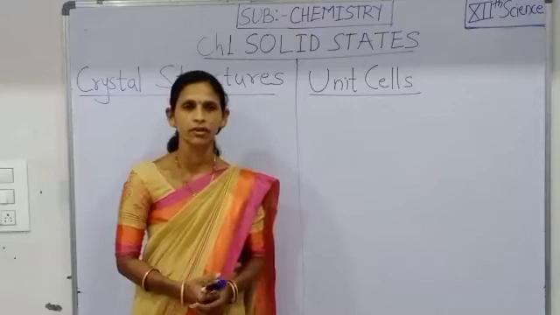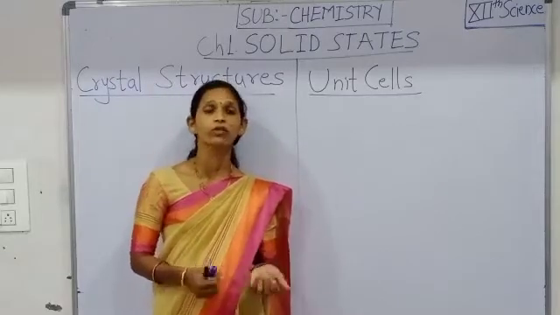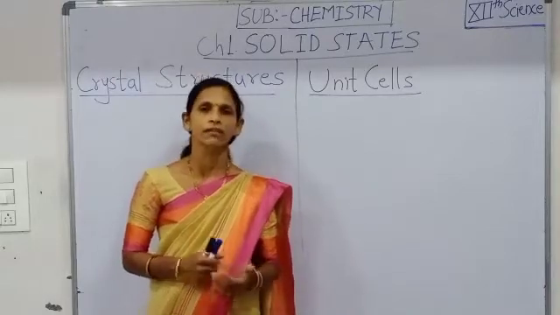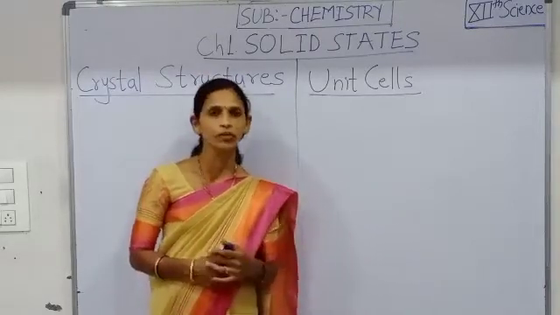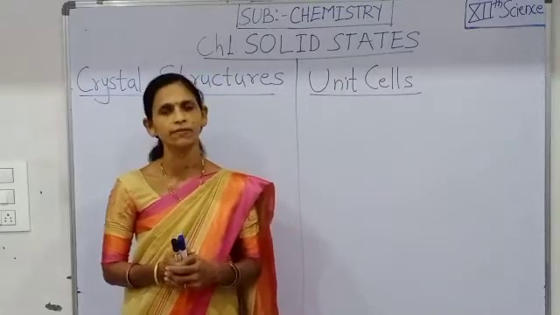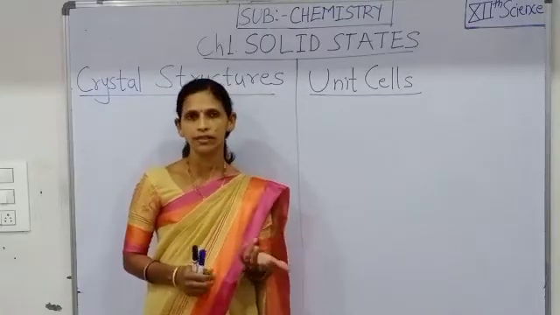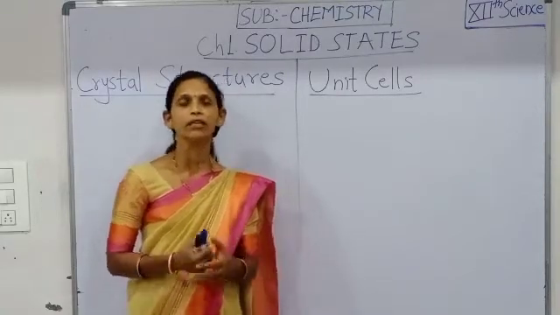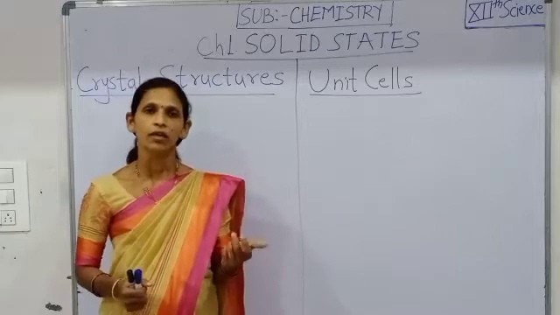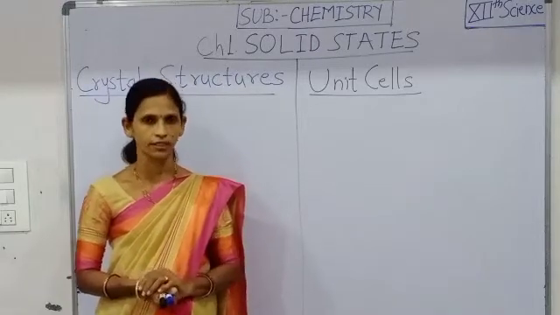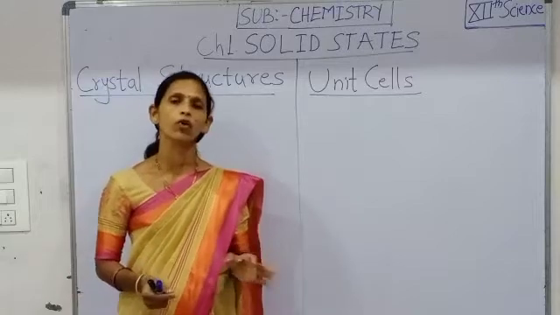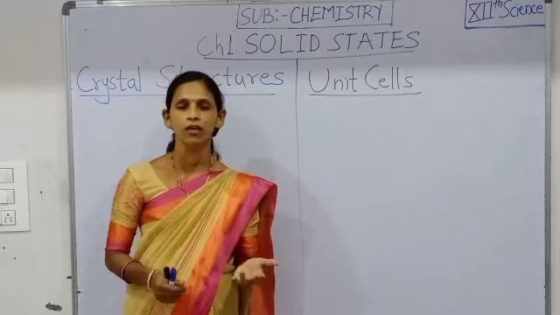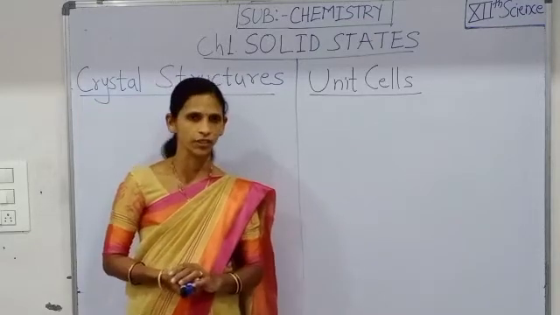Hello students, in the previous lecture we have studied crystalline substances, that is, the different types of crystalline substances: molecular crystals, ionic crystals, metallic crystals, and covalent or network crystals, and we have discussed the properties of those crystalline substances.